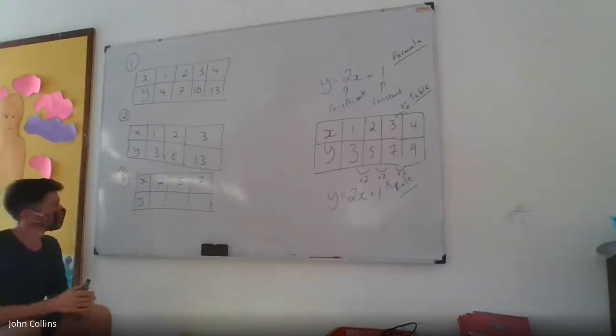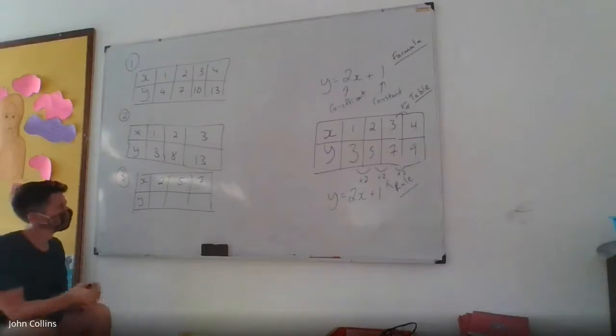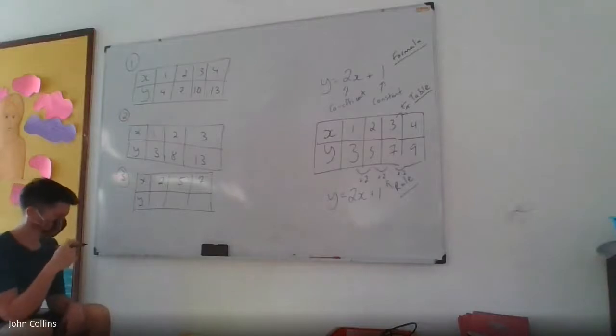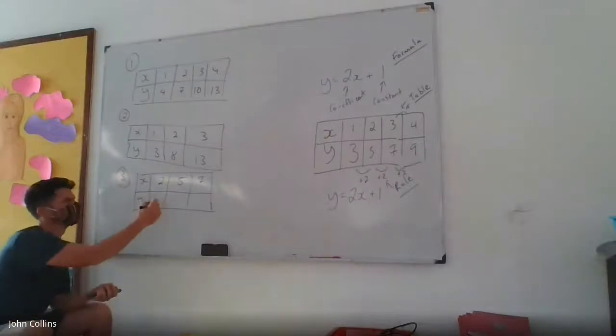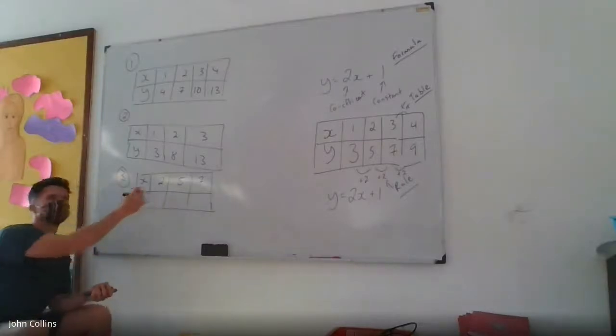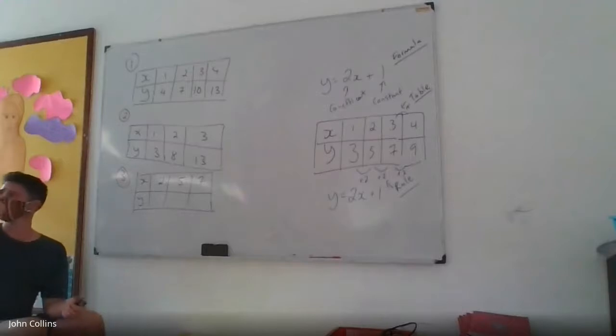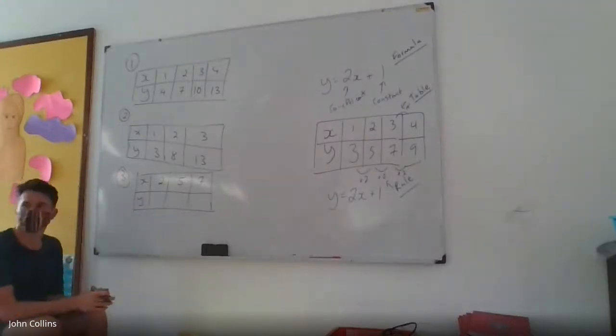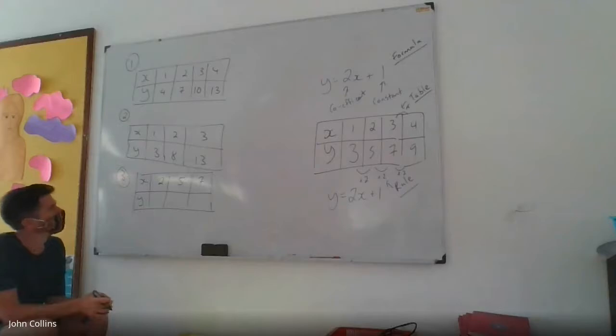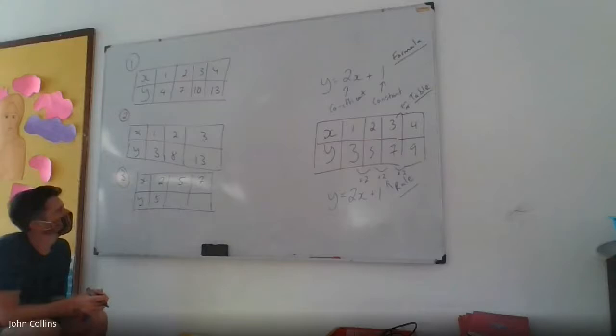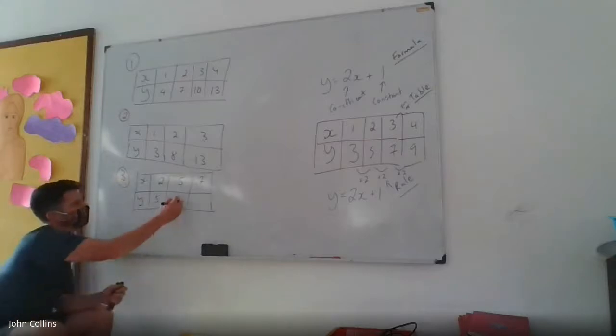Two, 5, 7. Yeah, y equals, yeah. Find the formula for y based on the change in x. Or, yeah. Based on the change in y. Let's do this one. 5. 14.